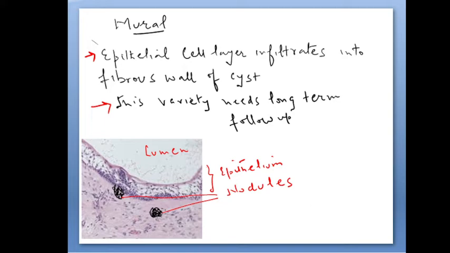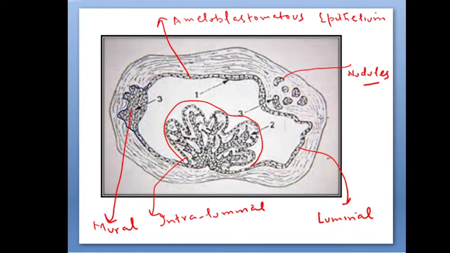The mural type of unicystic ameloblastoma has an epithelial cell layer which infiltrates into the fibrous wall of the cyst. This variety needs long-term follow-up. This picture shows all three histopathological types of unicystic ameloblastoma. In this picture, we can see that the intraluminal type is spread like a rosette in the lumen, whereas in the mural type, nodules are seen in the fibrous capsule.